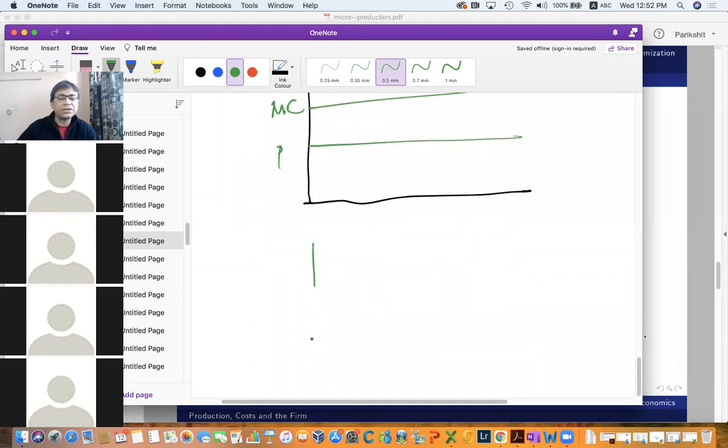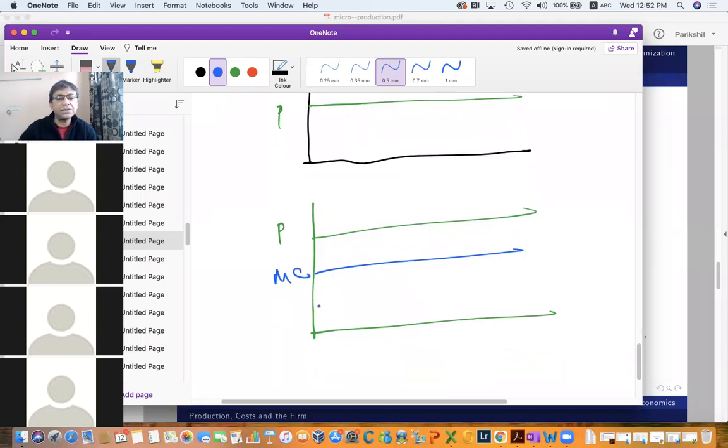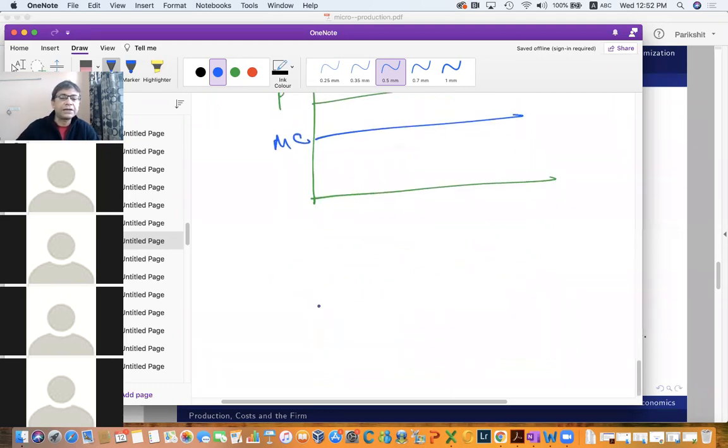The other alternative is: this is the market price, and marginal cost is below that. Here, the optimal choice of the firm is infinite. Infinity.